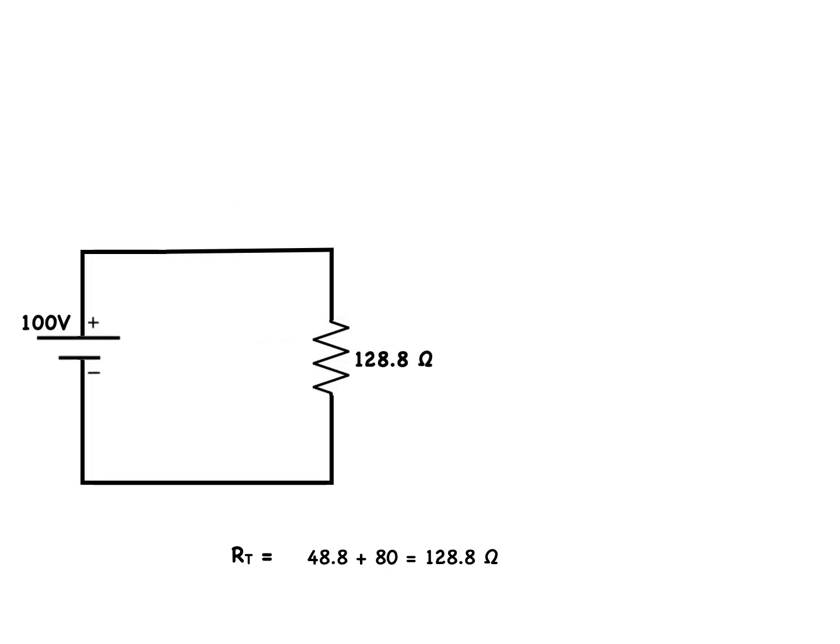The total current supplied to the load is given by Ohm's law, voltage over resistance, which is 100 divided by 128.8, equaling 776 milliamps.